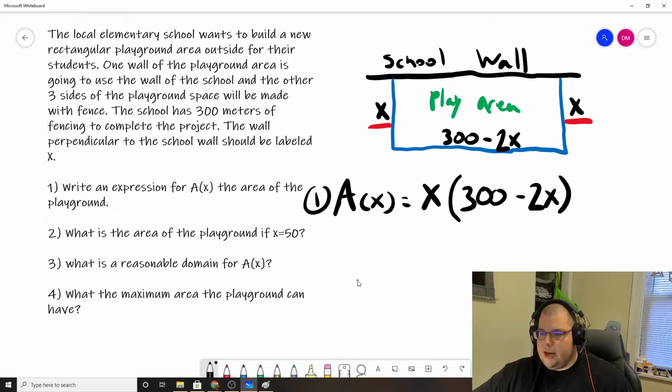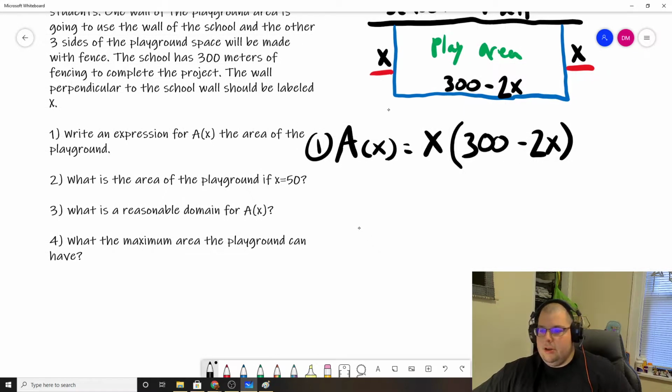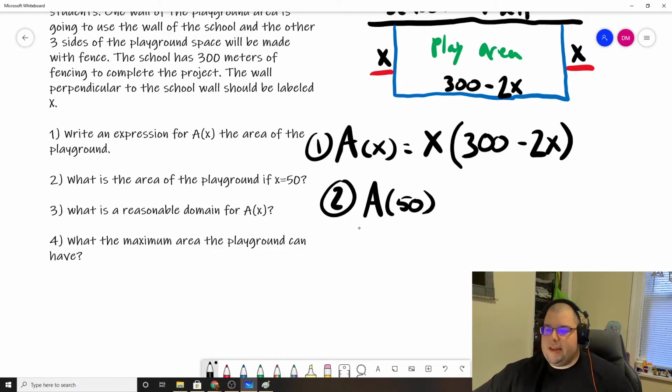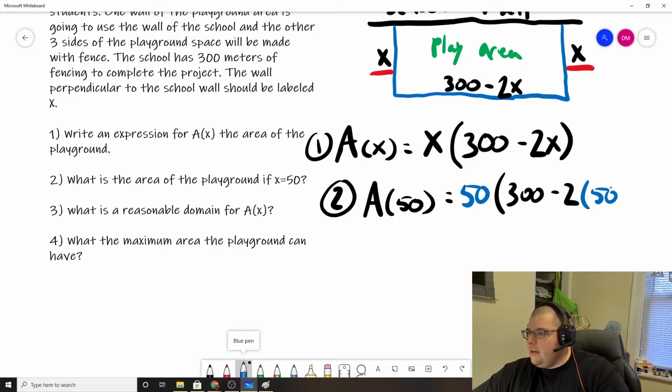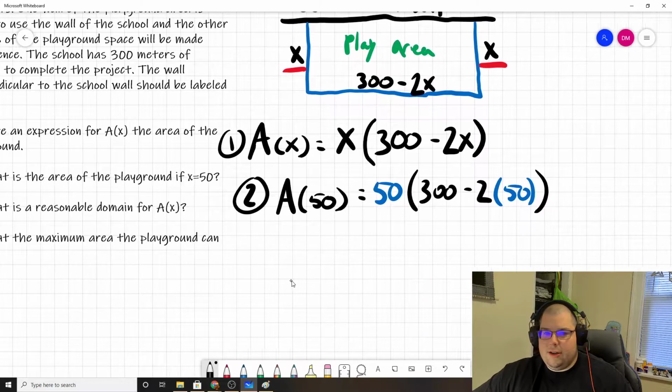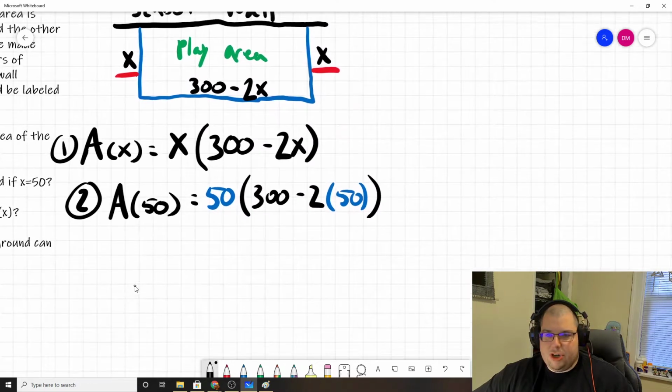Pretty standard, pretty easy. Number 2 now is, what if x is equal to 50? What's the area of the playground? And so I want to find A of 50, which means everywhere there was an x in my expression, I should replace with a 50. So that gives me 50 times 300 minus 2 times 50, like that. And actually, I'm going to drag this over so that I'm not writing immediately above my picture.